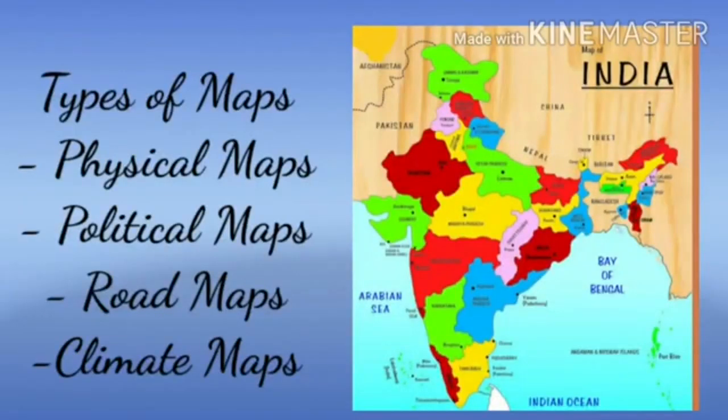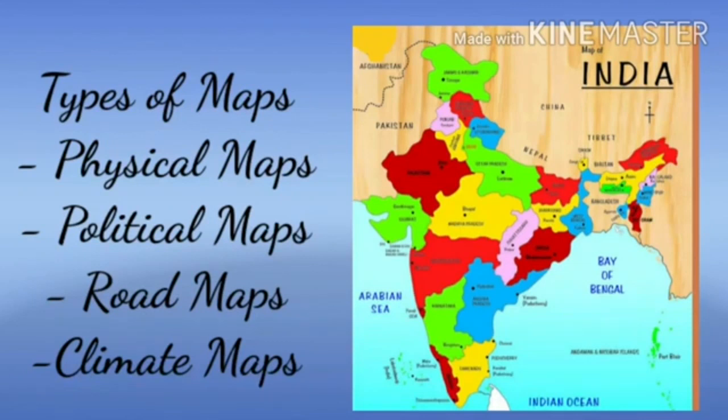Children, next one, types of maps. What are the types of maps? The different types of maps are physical maps, political maps, road maps and climate maps. Children, first one, physical maps. It shows physical features like mountains, plateaus, rivers, lakes, oceans, etc. Different colors are used to show different features. For example, blue color is used to mark all kinds of water bodies.